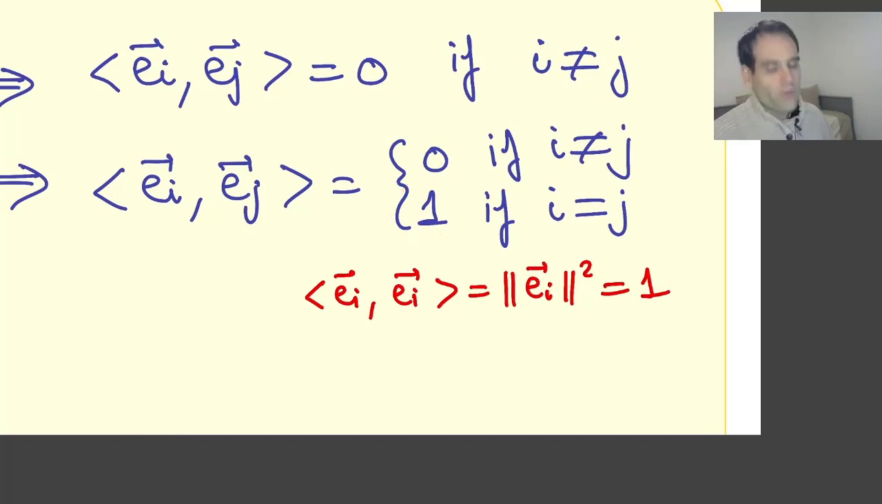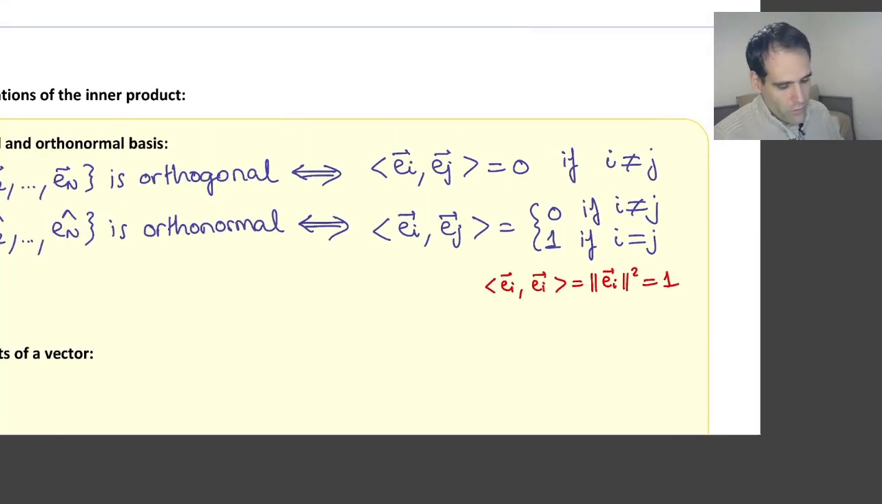So this means that in an orthonormal basis, the norm of every vector in the basis is 1. That's why it's called an orthonormal basis. Because every vector is normalized. It has a length of 1. For example, x hat, y hat, z hat is an orthonormal basis. It is also an orthogonal basis, yes? So orthonormal is a more stringent condition than being orthogonal. Yeah? So every orthonormal basis is necessarily orthogonal, but not the other way around.